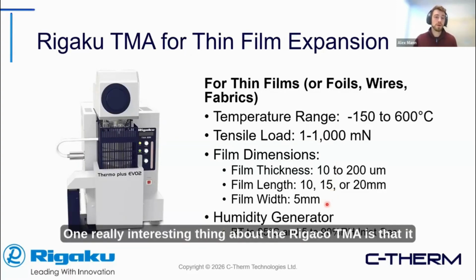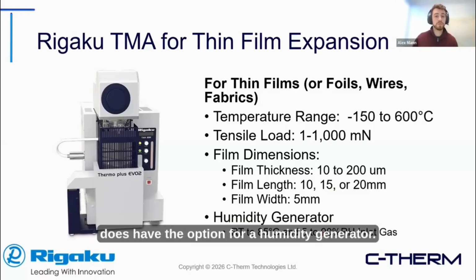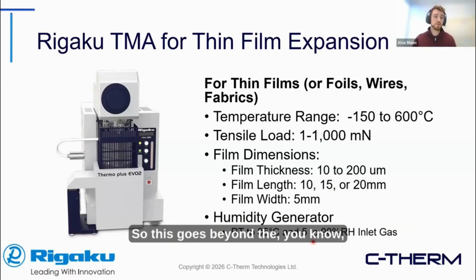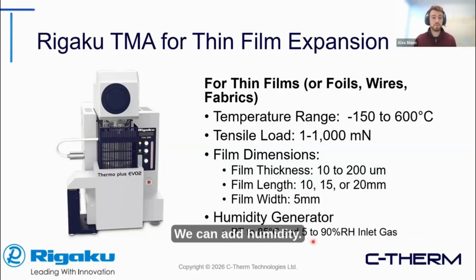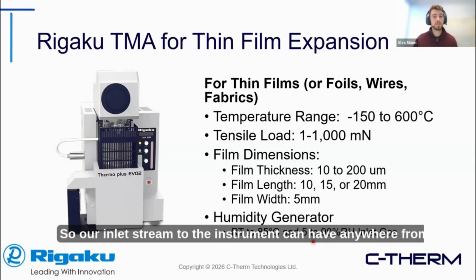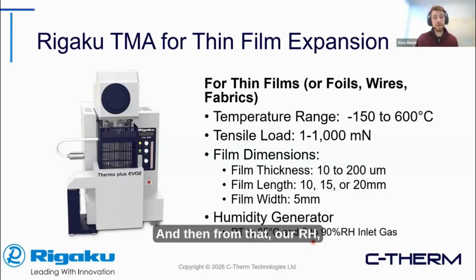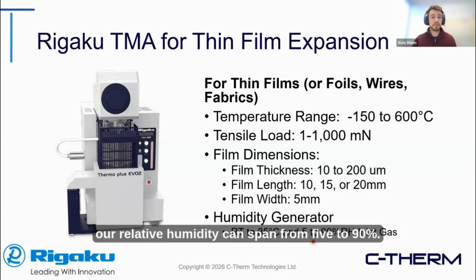One really interesting thing about the Rigaku TMA is that it has the option for a humidity generator. This goes beyond the standard ideal condition, and now we're bringing it out into real world application. We can add humidity. Our inlet stream to the instrument can have anywhere from room temperature to 85 degrees Celsius in terms of temperature, and then our relative humidity, or RH, can span from 5 to 90%.